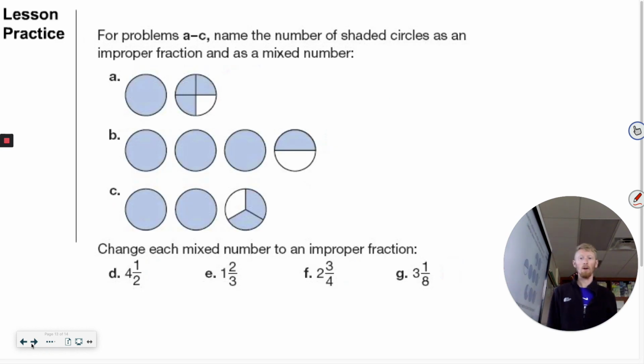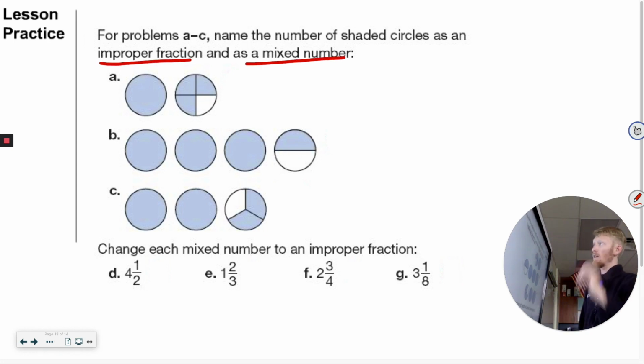All right, this is part of your assignment here. Now be careful because it says to name them as an improper fraction and as a mixed number.